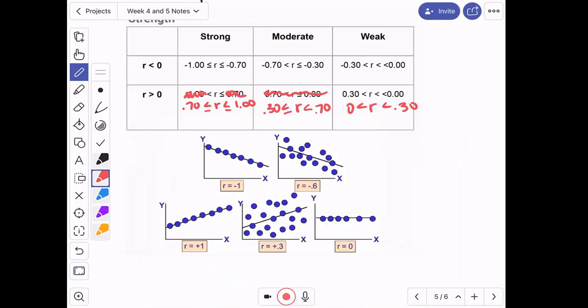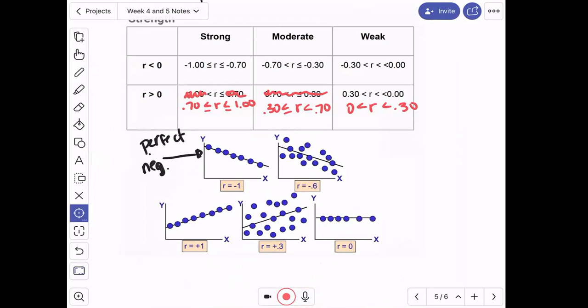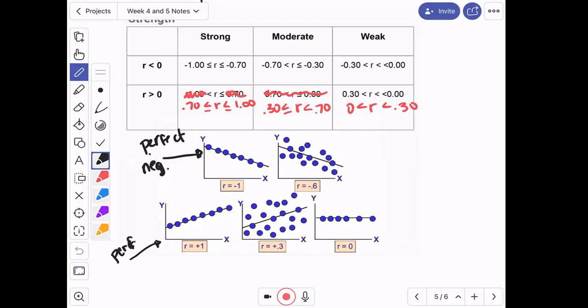So in particular, we look at this one, for instance. This is perfect negative correlation. That's perfect negative. Why is it perfect negative? All the values fall on the line like this. R is equal to -1. It's negative because they're decreasing. Here is perfect positive correlation. Again, all the values fall on the line. R is equal to +1.